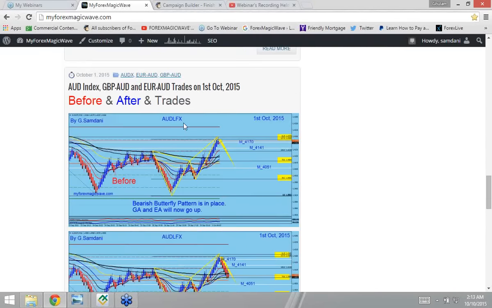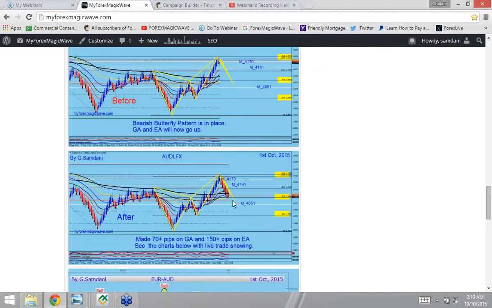See these before charts. See this one, Aussie index. I said this is going to drop, and GA and EA will now go up. That's exactly what happened. It dropped all the way up here, and I had GA and EA, which means Pound Aussie and Euro Aussie, almost like 100 pips. This one, EA gave me 150 pips, and GA gave me 75 pips.